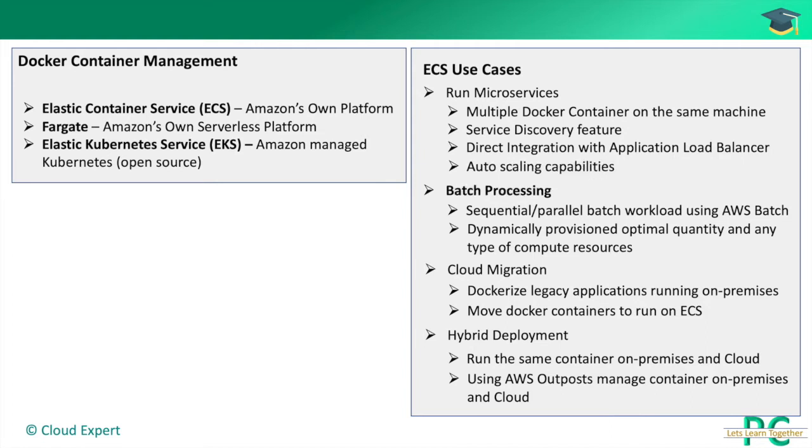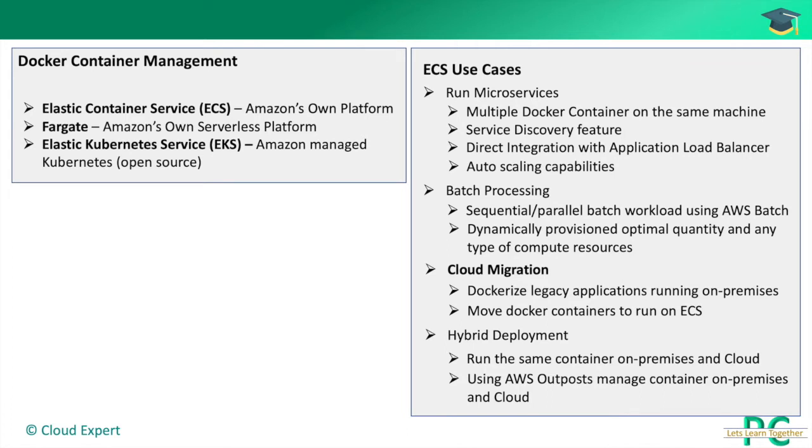The next use case could be batch processing. You can schedule sequential or parallel batch workloads on EC2 or on ECS using AWS Batch. You can dynamically provision the optimal quantity and type of compute resources. You can schedule ECS containers to run on on-demand, reserved, or spot instances.